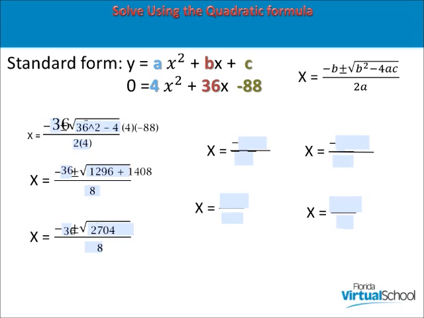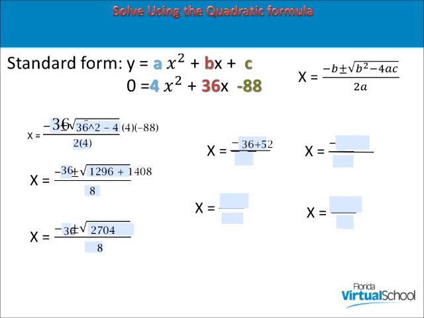All right, so at this point, we're still going to have our negative 36, but if we take a look over here, we want to take the square root of 2704, or 2,704. Take the square root of that in your calculators. What you'll end up getting is the number 52. Look at that. All right, so we have that one.